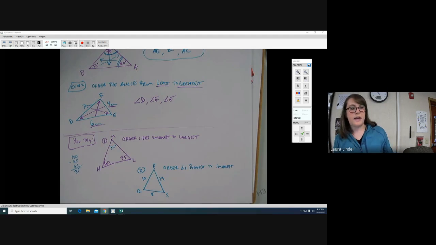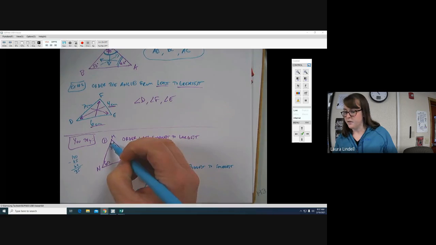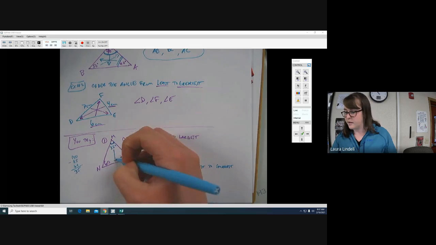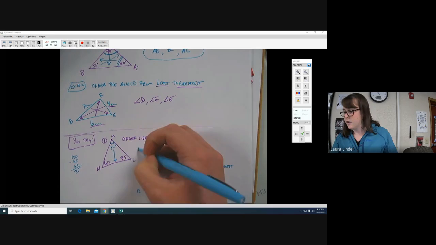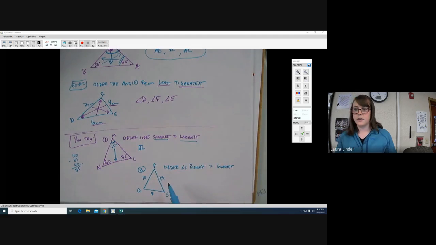So what's the smallest angle? That's angle M, right? This one's the smallest angle. So if that's the smallest angle, then the smallest side is definitely the one across from that, which you guys got NL. So that's going to be the one that comes first since we're going smallest to largest.